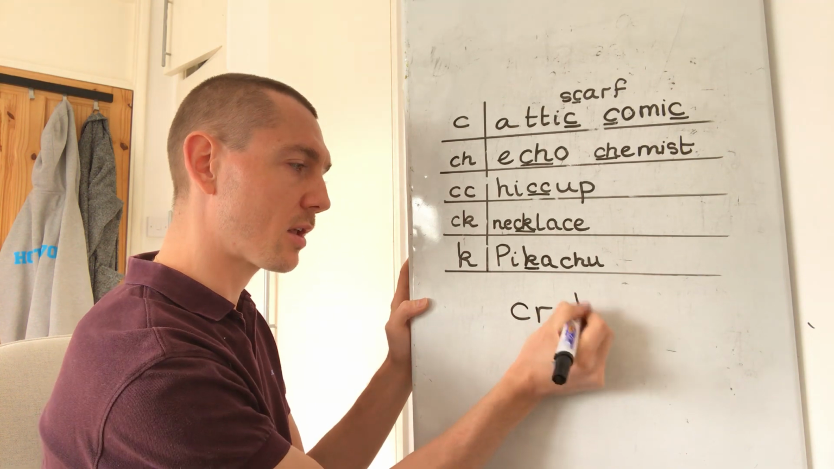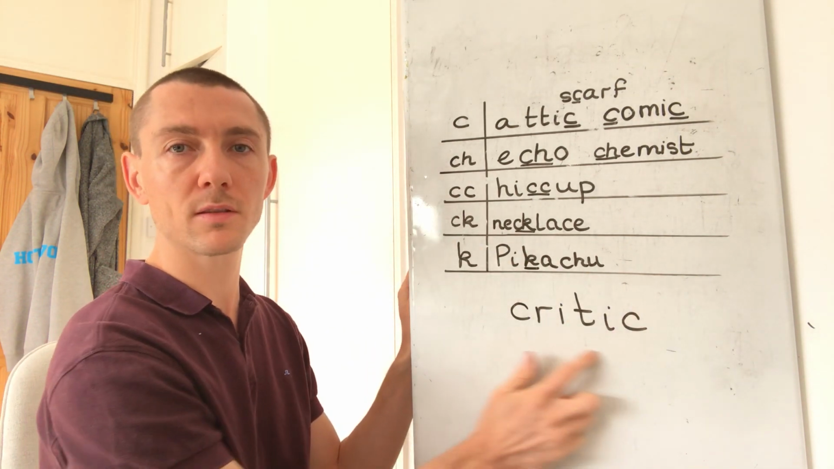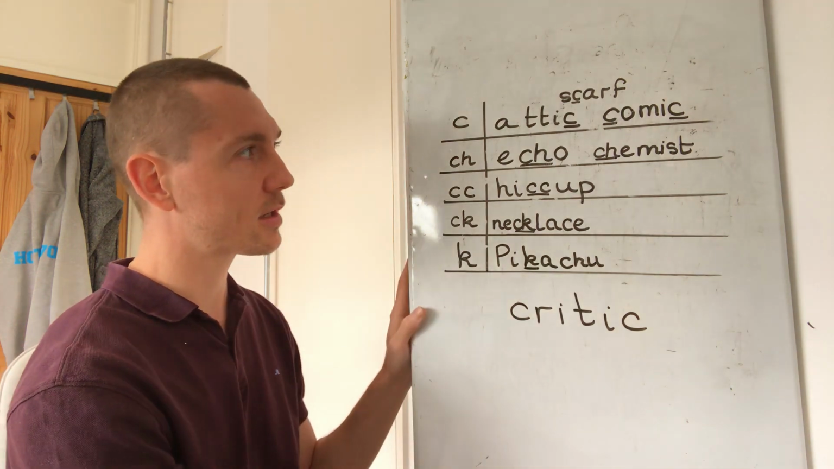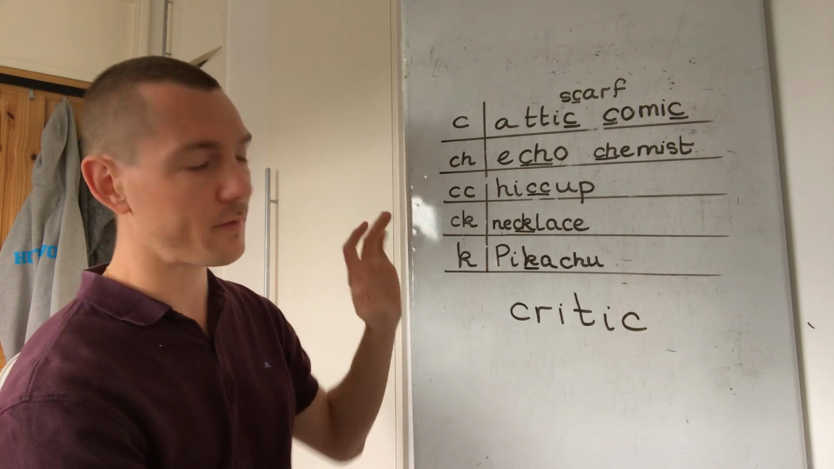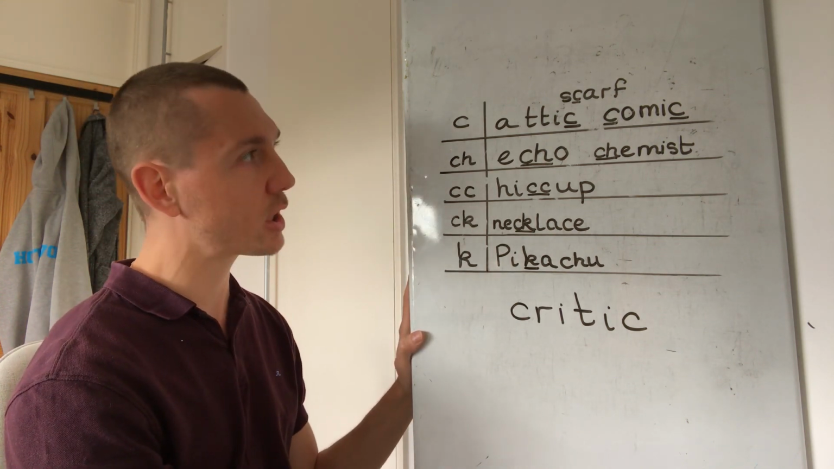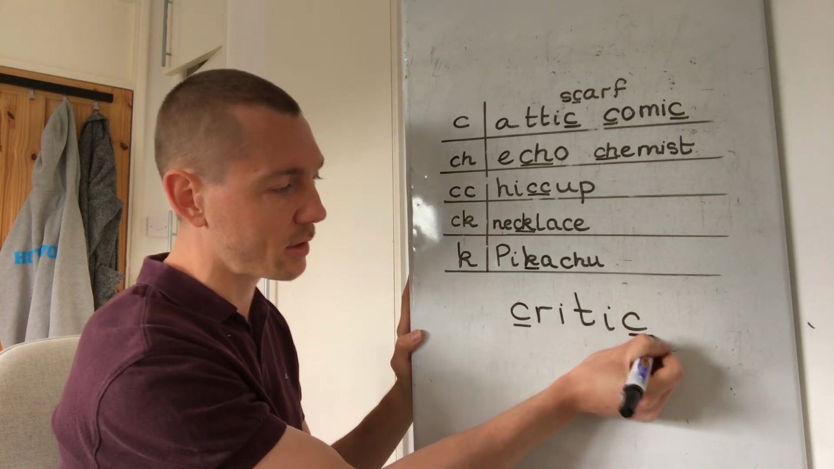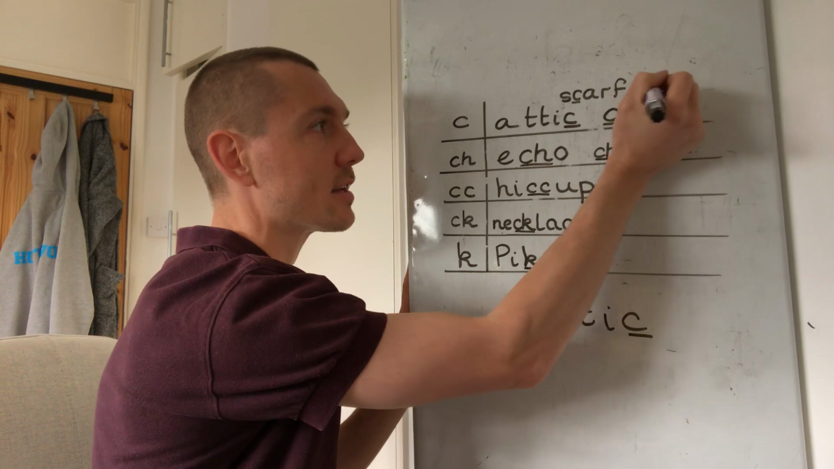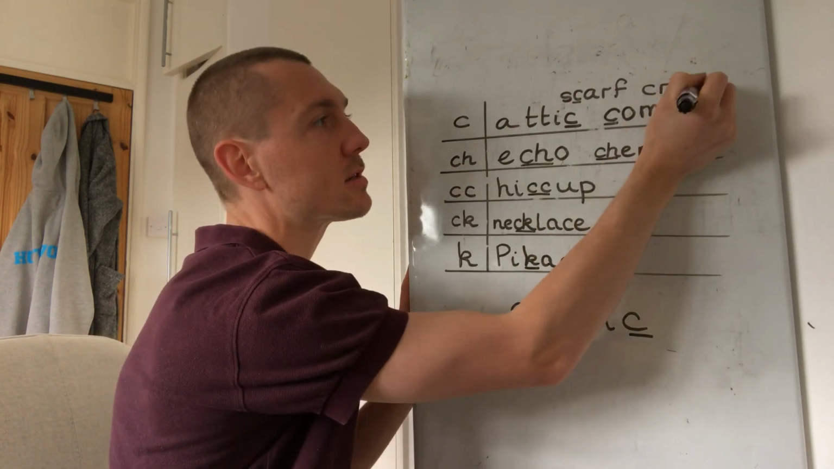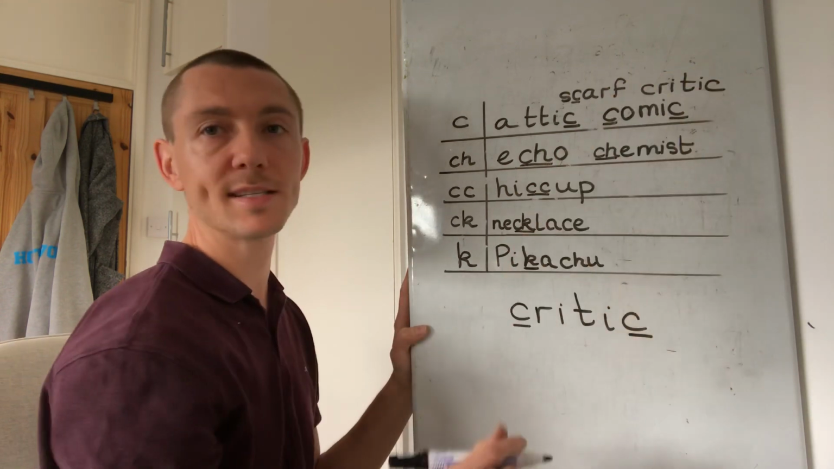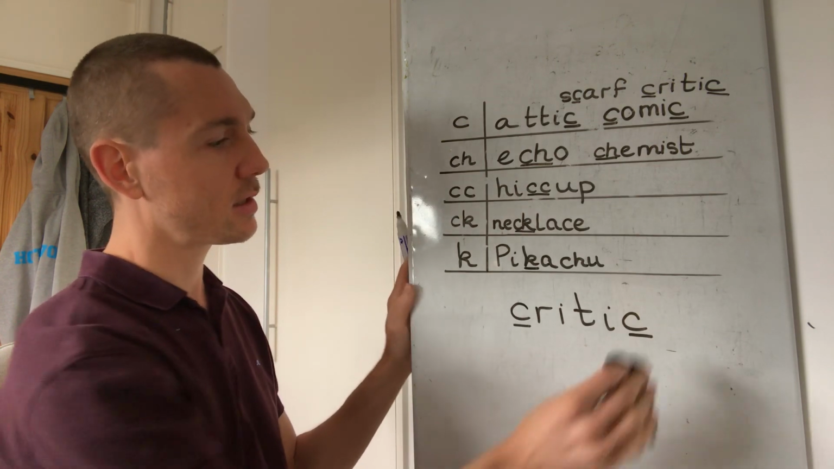2-syllable word to finish us off. 1, 2, 3. Critic. Critic. 1, 2, 3, 4, or 5. Critic. Which k sound spelling do we have? We have the C, K, k. And we say the sounds and say the syllables. K, r, I, cri, t, I, k, tick, critic, critic. Okay.